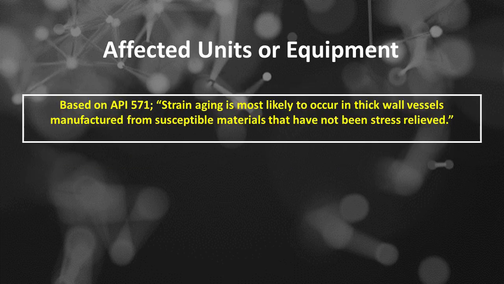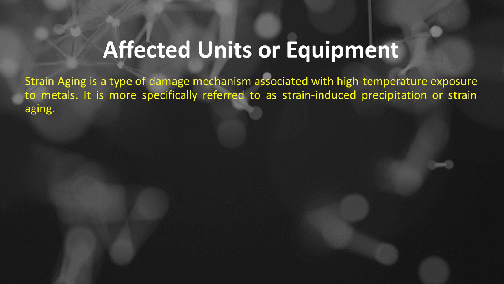Strain aging affected units or equipment based on API 571. Strain aging is most likely to occur in thick wall vessels manufactured from susceptible materials that have not been stress relieved. Strain aging is a type of damage mechanism associated with high-temperature exposure to metals.